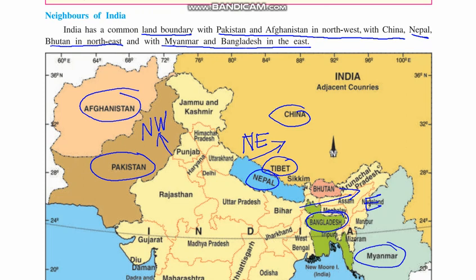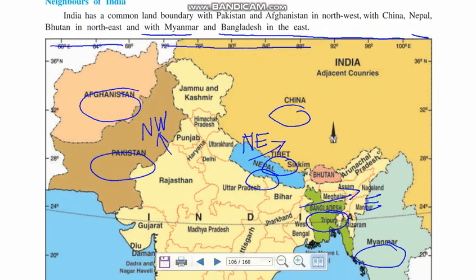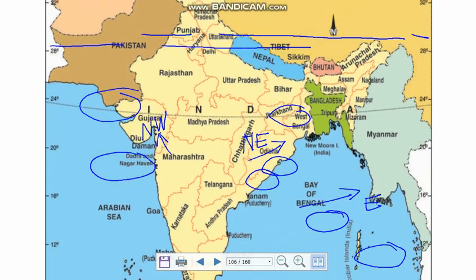Now India has good relations with some of the neighbors, while not so good relations with others.